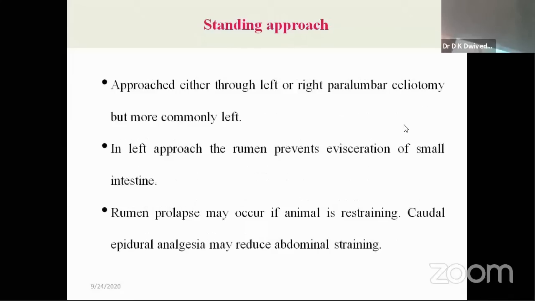Now, for the standing approach, you may approach either through the left paralumbar fossa or the right paralumbar fossa. But the most commonly followed approach for the standing C-section is the left approach, because the rumen on the left side prevents the evisceration of the small intestine. And because of this prevention of evisceration of the small intestine, it facilitates easy exteriorization of the gravid uterus from the abdominal incision.